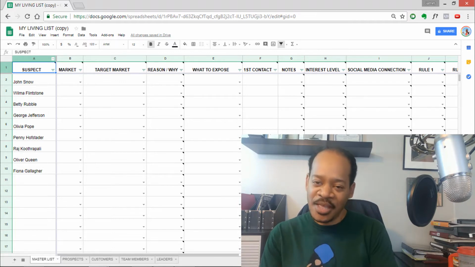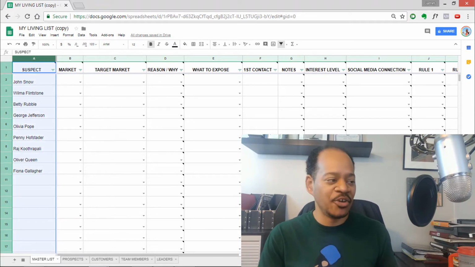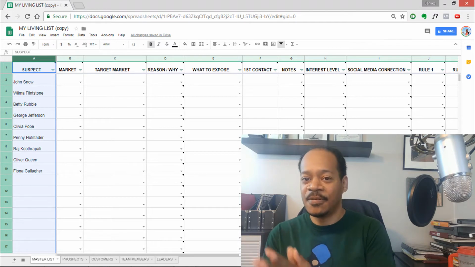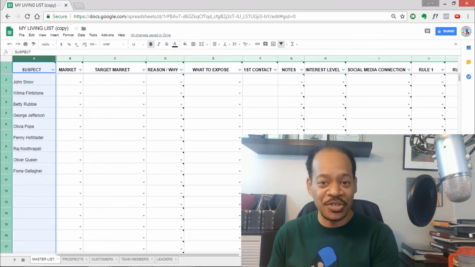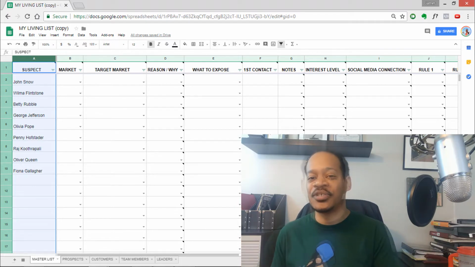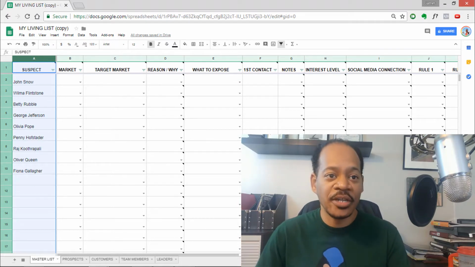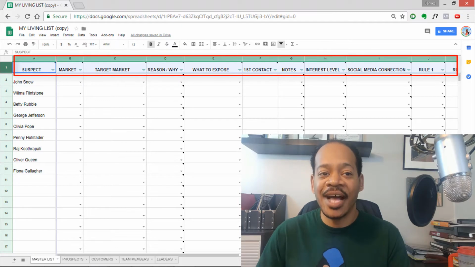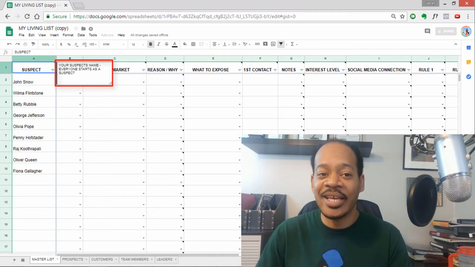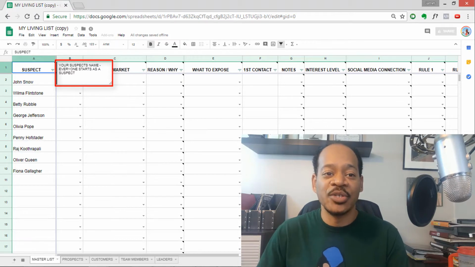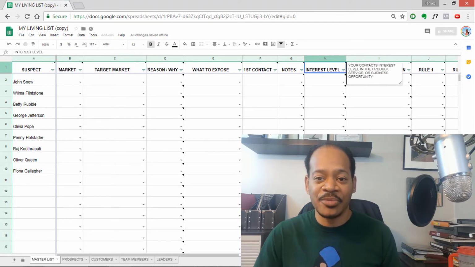So the very first column that you'll see on my list is suspects. And so that's where we're going to create our list, and as you can see, that's where I've begun to create my list. So as we get started, I want you to notice that each column heading is labeled and includes a note to eliminate any confusion, so you always know the purpose of each of these columns.